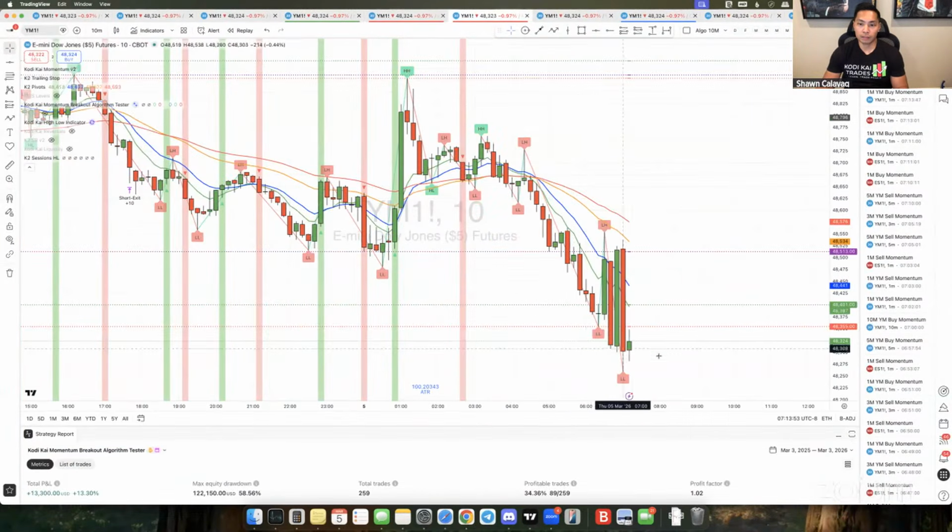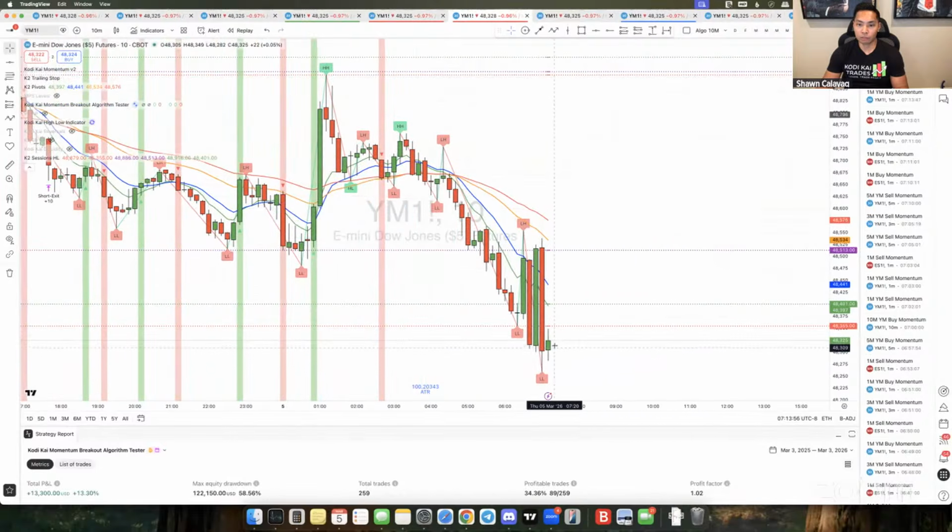Here's the 10 minute. I don't think we're going to get a buy signal anytime soon. In order for us to get a buy signal, I think price would have to push up a little higher, closer to like the 400, somewhere around this area right here.